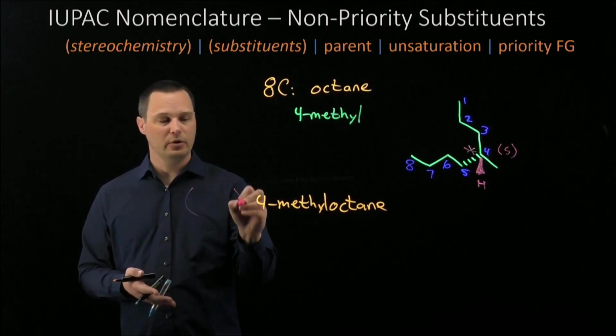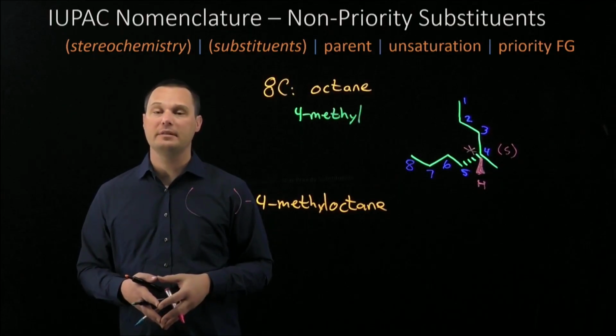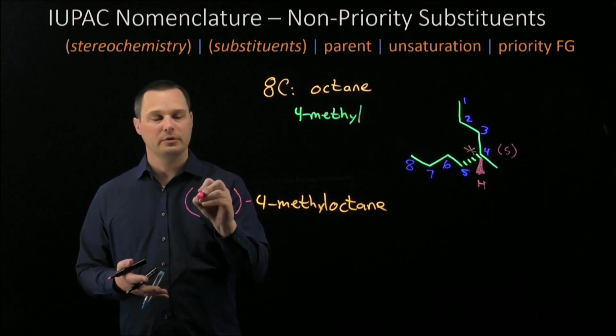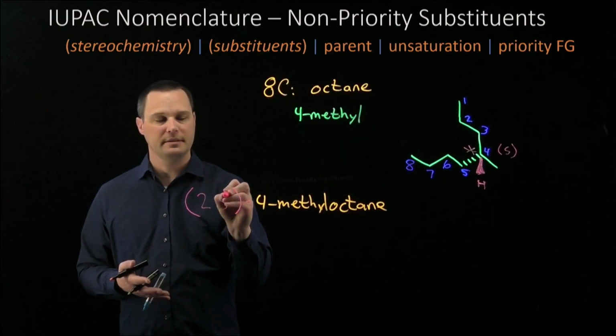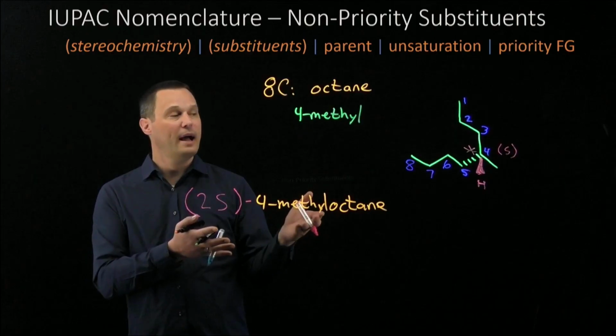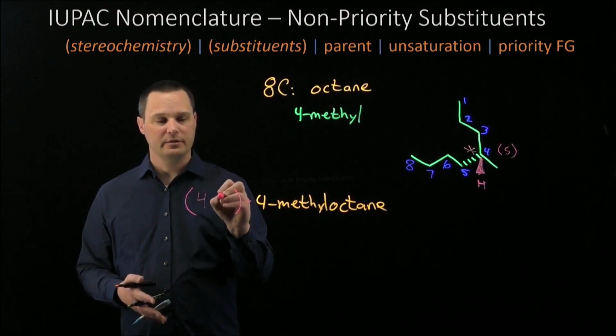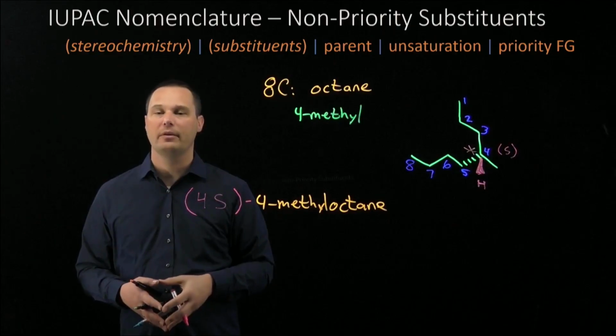This is our first molecule with stereochemical information. The stereochemistry goes out in front of the molecule in a pair of parentheses separated by a hyphen. We list the stereochemical information in numerical order. So if carbon number 2 had an S stereocenter, 2S-4-methyloctane would be the name of this molecule. Carbon number 4 is an S stereocenter, so we would name this 4S-4-methyloctane.